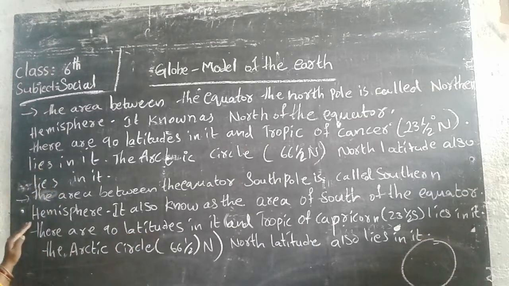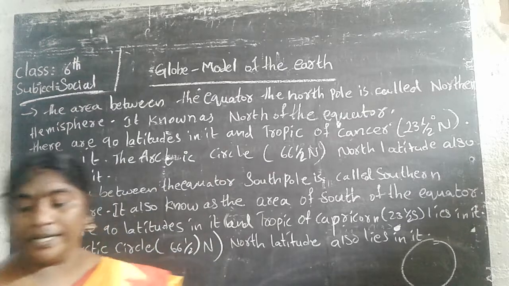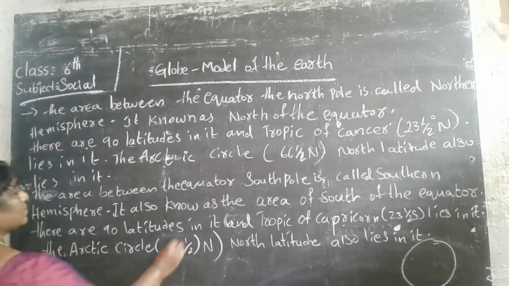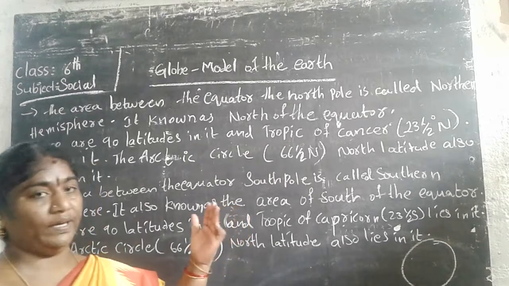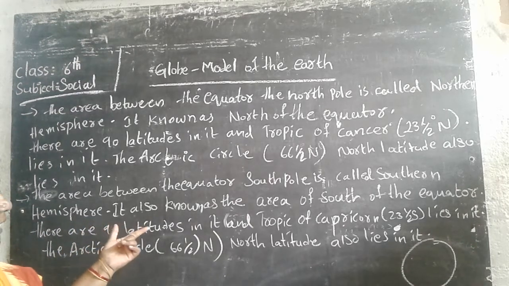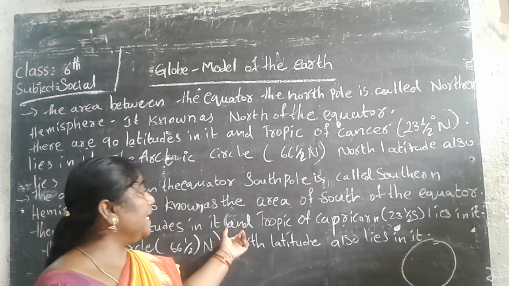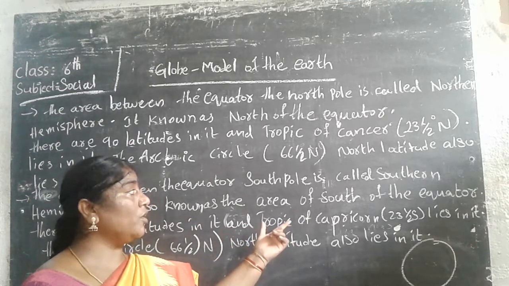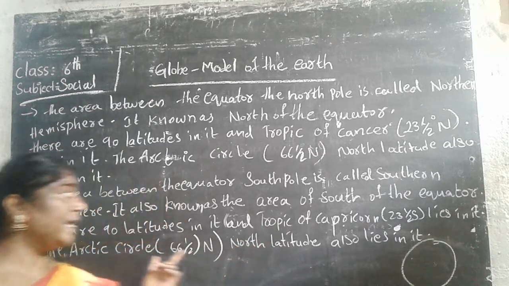And the southern hemisphere is the area between the equator and the South Pole. It is known as the southern hemisphere, also known as the area south of the equator. There are 90 degrees of latitude in it, and the Tropic of Capricorn at 23.5 degrees on the southern side lies in it.